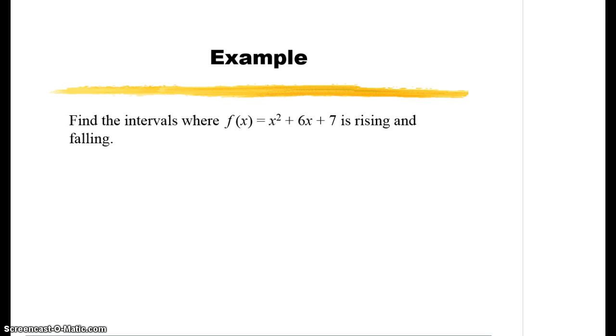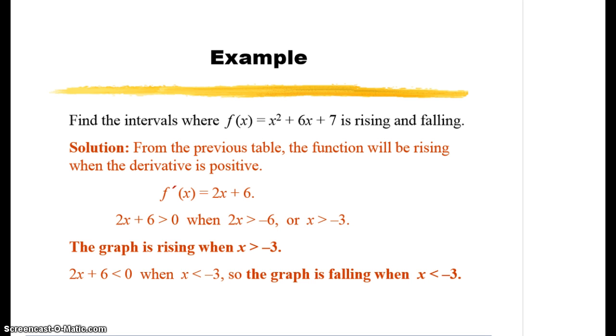As a very basic example, take a function you're well familiar with, x squared plus 6x plus 7, a quadratic function, and we want to find the intervals where this function is rising and falling. Recall that the graph of this function is a parabola. So if we were to graph this function, we would get a parabola. However, without doing any graphing, we could just use the result of theorem 1 and figure out where the graph is rising and falling.